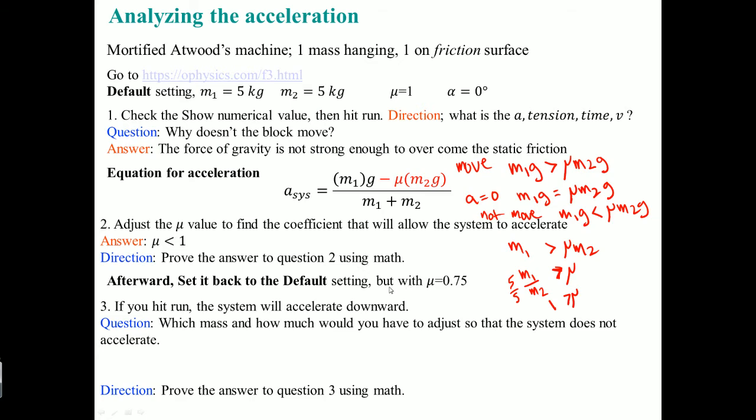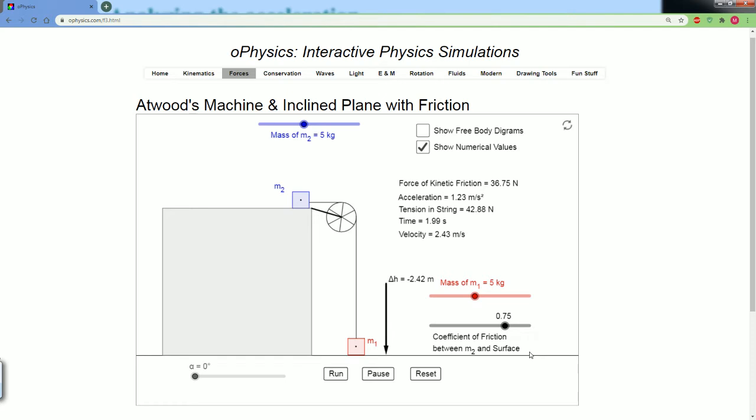It says now hit the default setting and hit mu equals 0.27. So I put it at 0.7555 here. That's where it resets. Good. Now it says if you hit run, the system will accelerate downwards. Let's hit run and see. Yes, it does accelerate. Which mass and how much would you have to adjust so that the system does not accelerate?